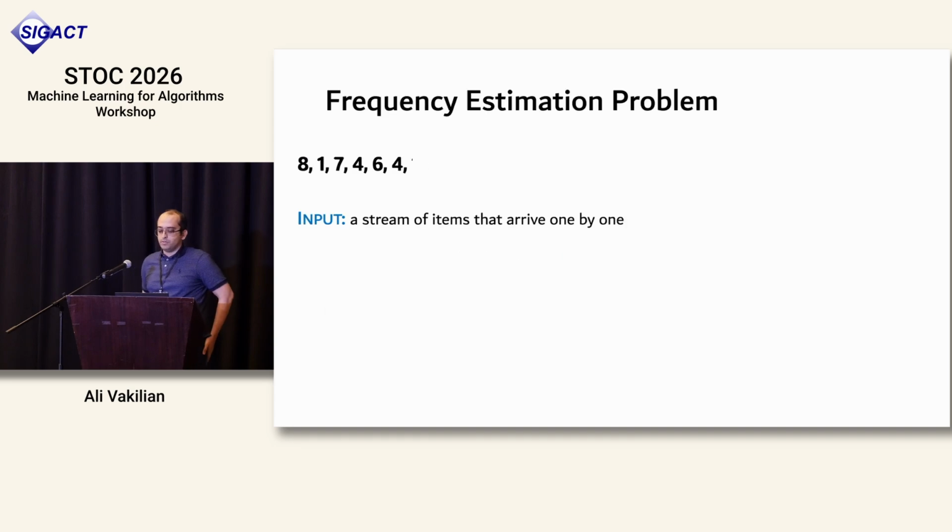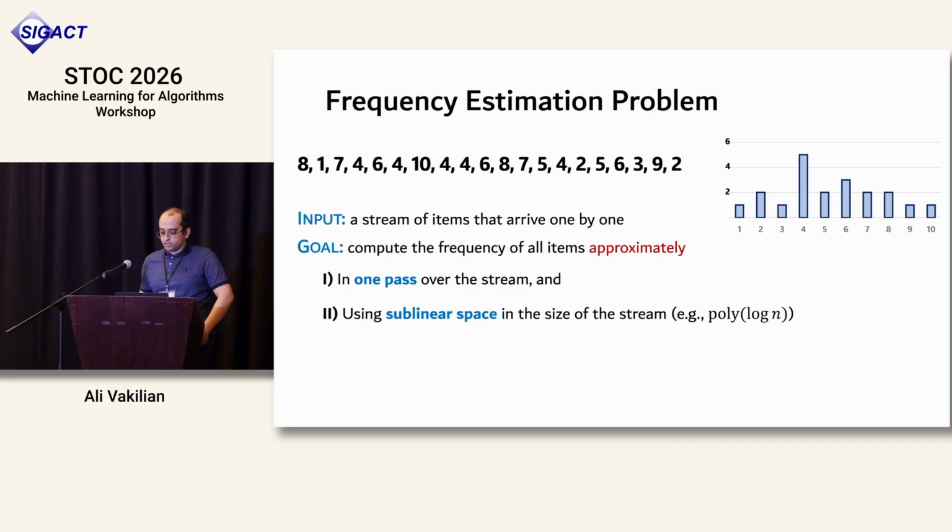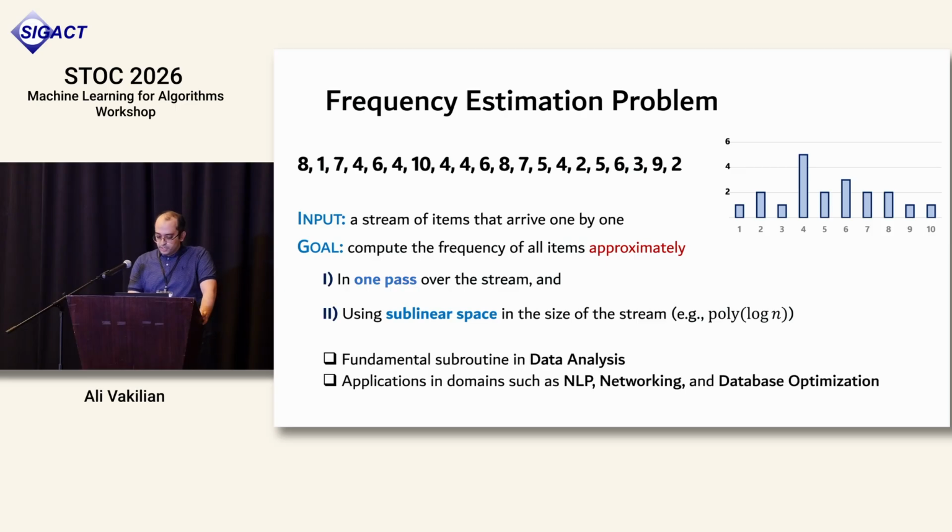So in this problem, we are given a stream of items that arrive one by one, and we would like to have a one pass over the stream and using a sublinear amount of space, which here is polylogarithmic in n, and then compute the frequency of items approximately. So it's not possible to compute them exactly if we want to use sublinear space, so this is basically the best we can hope for.